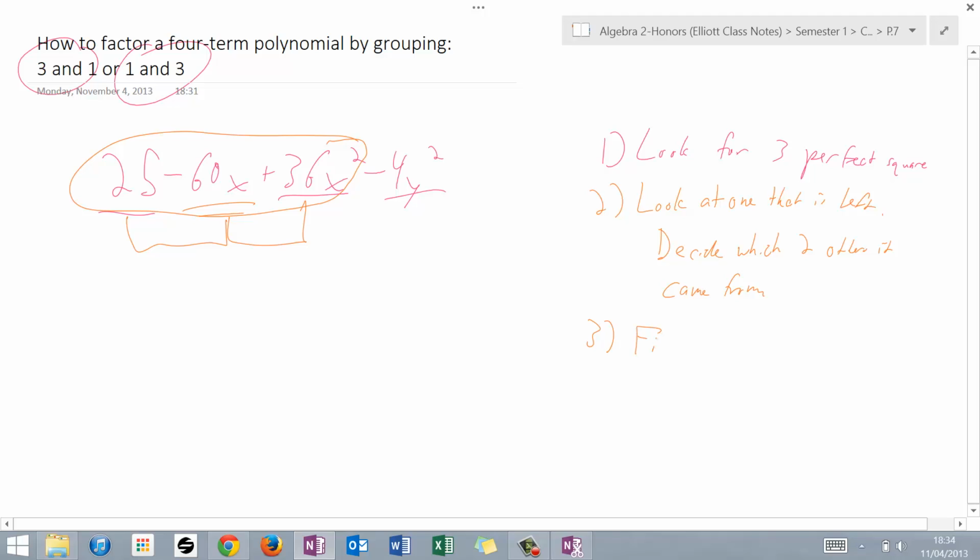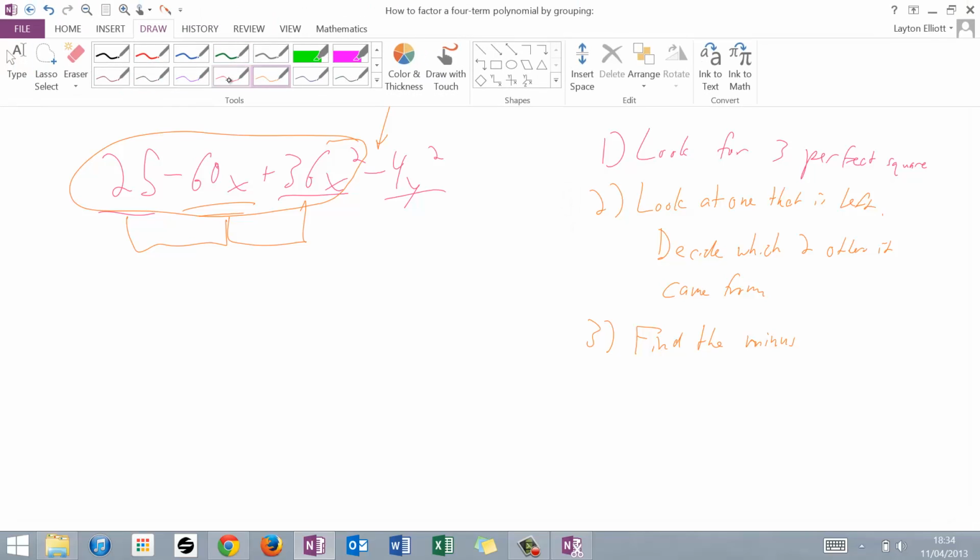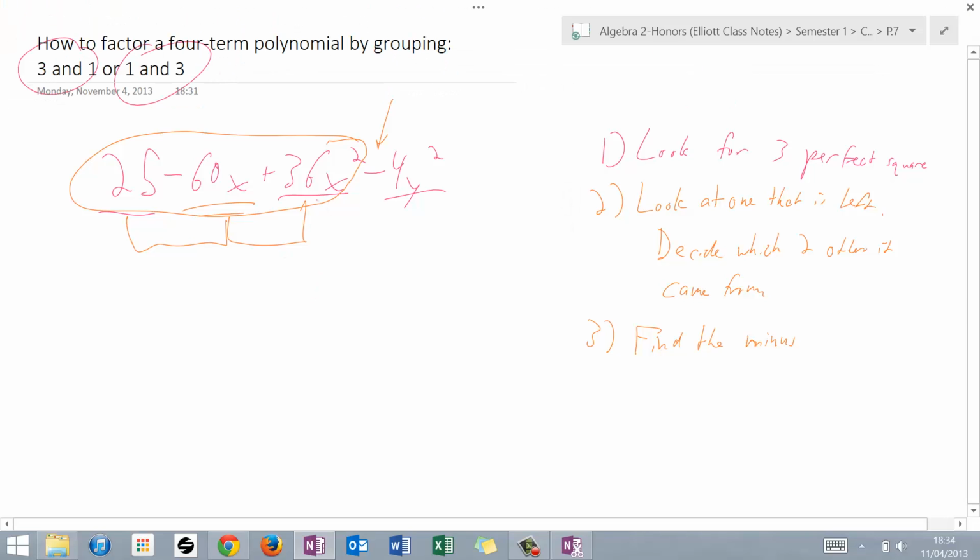Step 3, find the minus. I mean this minus right here. It's in front of the 4y squared, so I'm going to shuffle this around a little bit, and we're going to take these 3 that I circled and put them in descending order. 36x squared minus 60x plus 25, and then I'm going to have minus 4y squared.